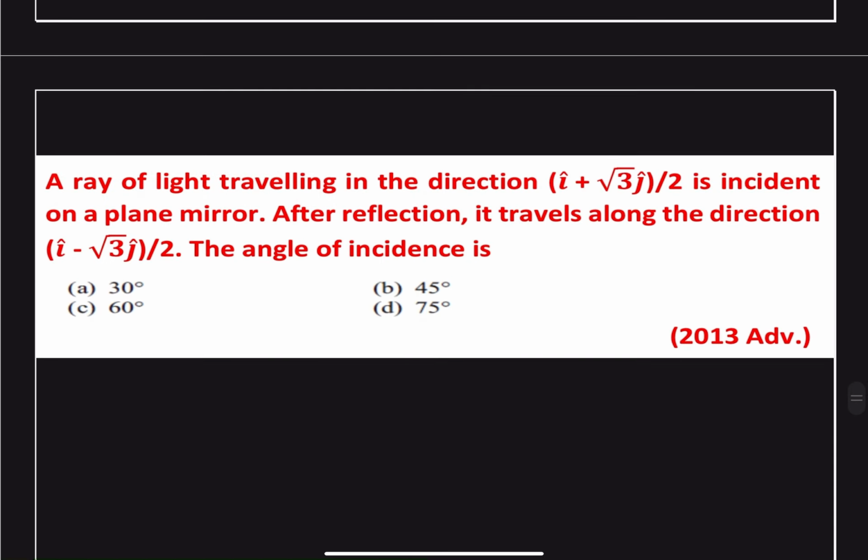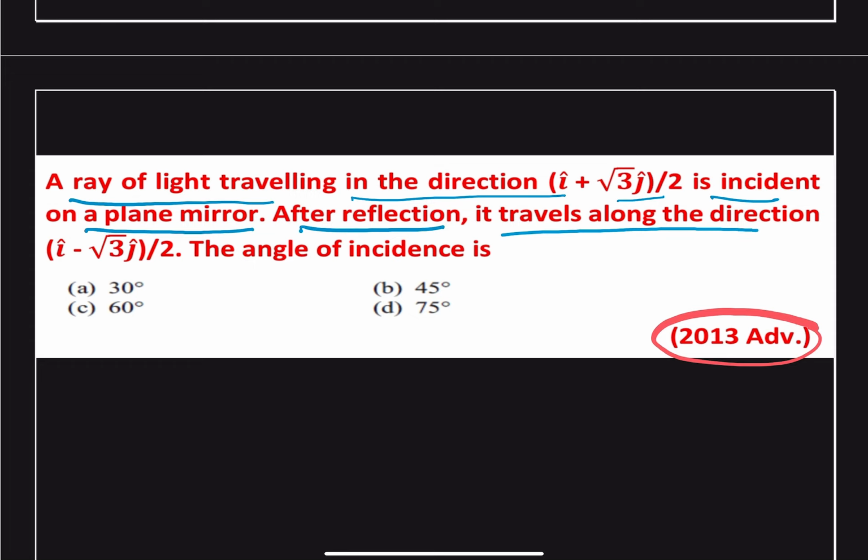Next question, and it was asked in the 2030 advance, and it states that a ray of light traveling in the direction (i plus root 3 j)/2 is incident on a plane mirror. After reflection, it travels along the direction (i minus root 3 j)/2. The angle of incidence is?